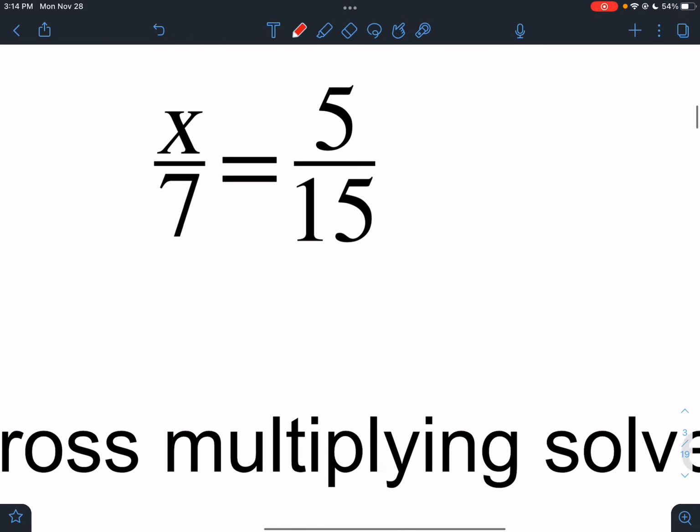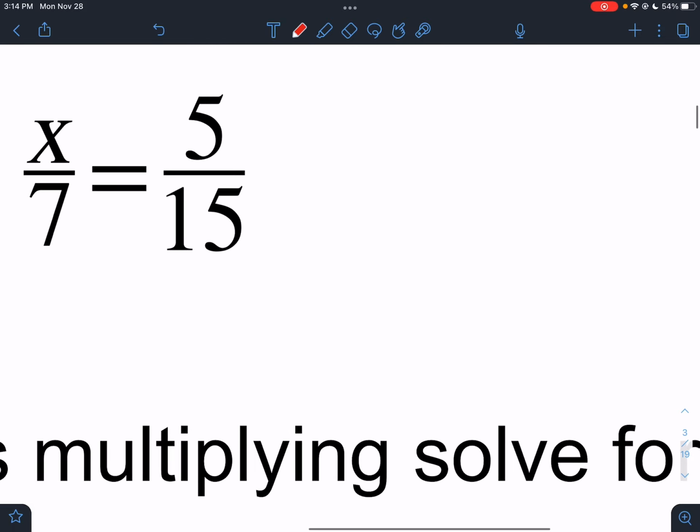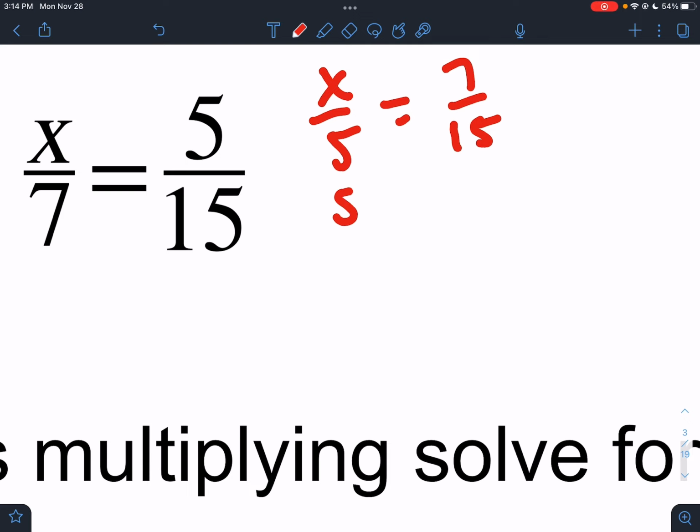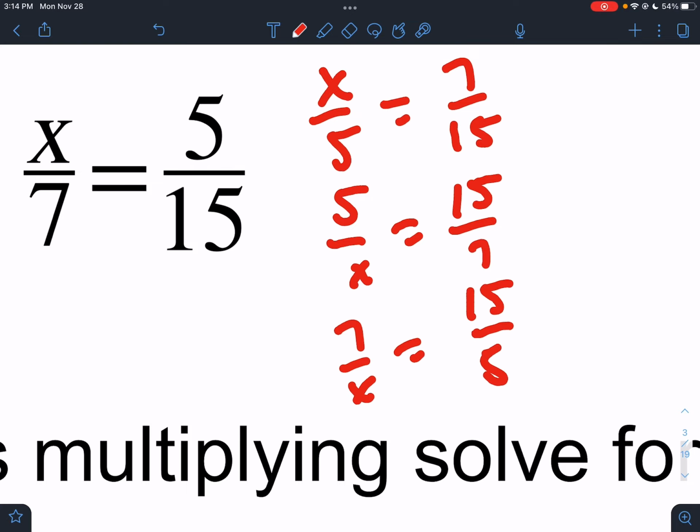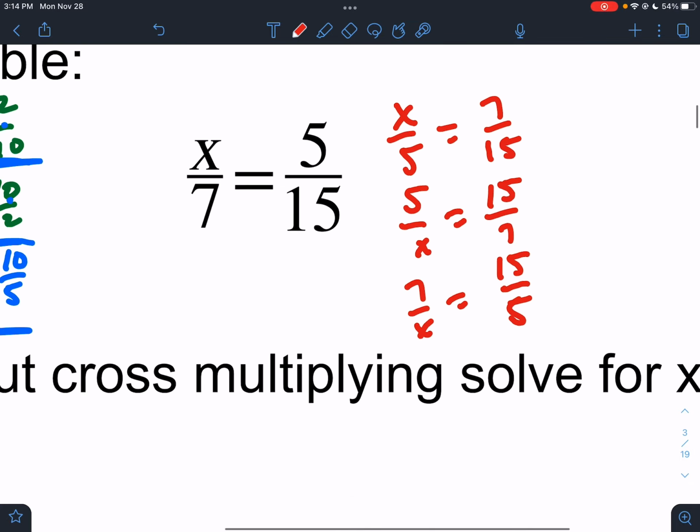We're going to look at that here in a second. So how would we write all the different versions of this one? This would be x over 5 would equal 7 over 15. You could say 5 over x equals 15 over 7. And you could say 7 over x equals 15 over 5. There's all the versions of that one.